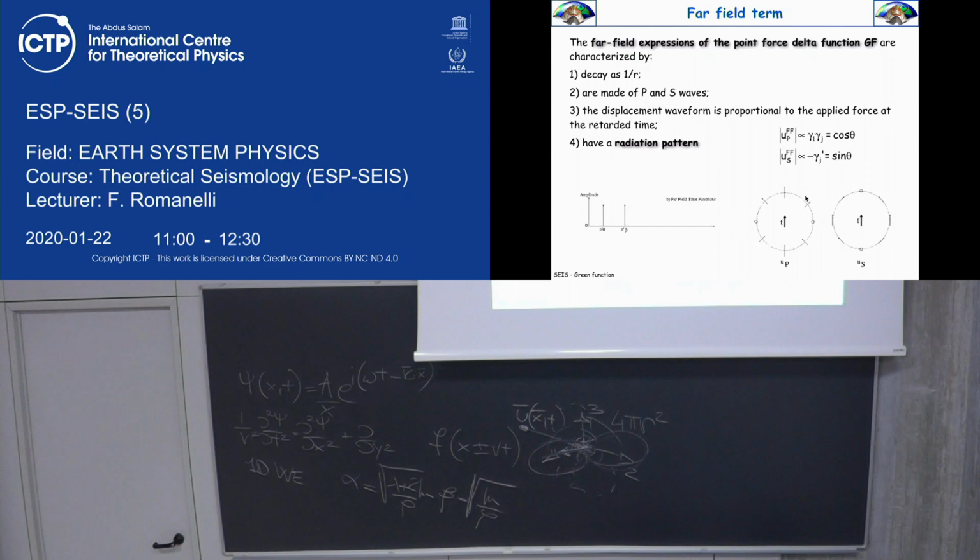What about the S term? Okay, it's complementary. 0 here, no shear, maximum shear in the other direction. Good. It's going with the sine.